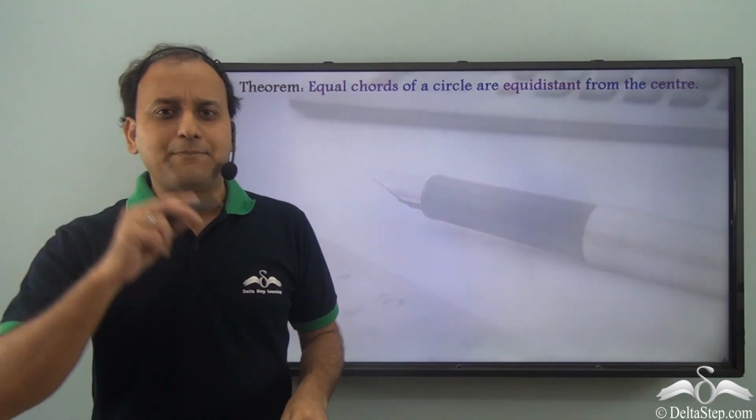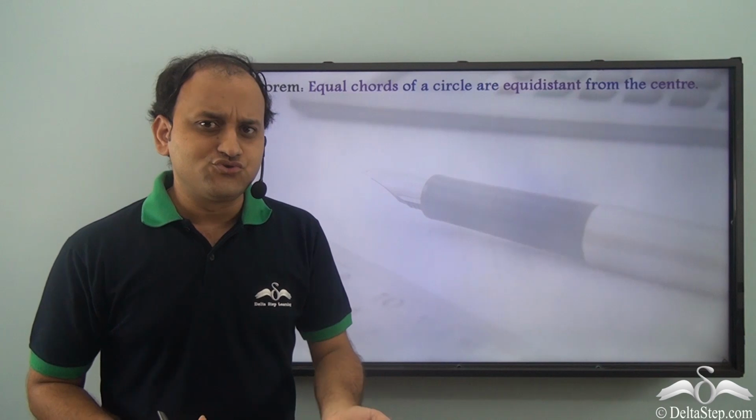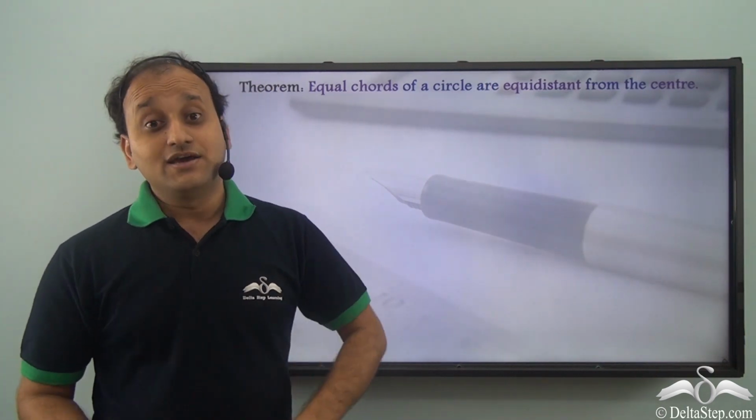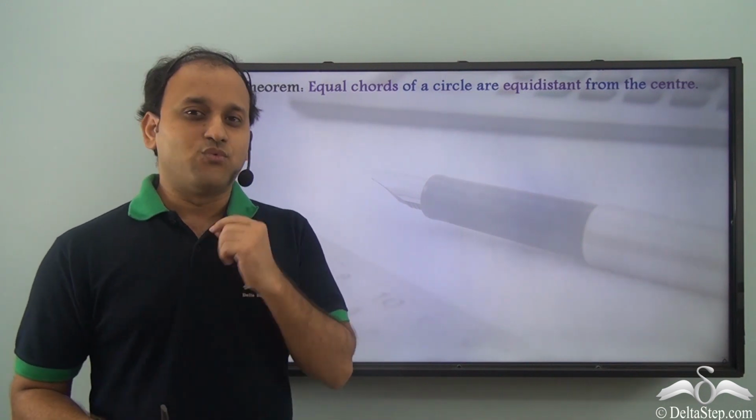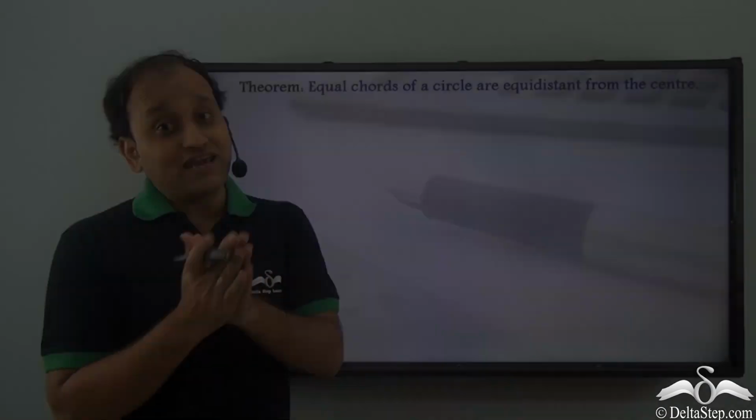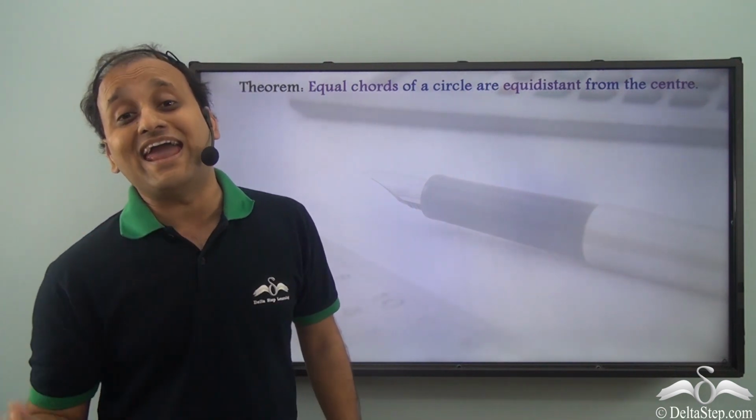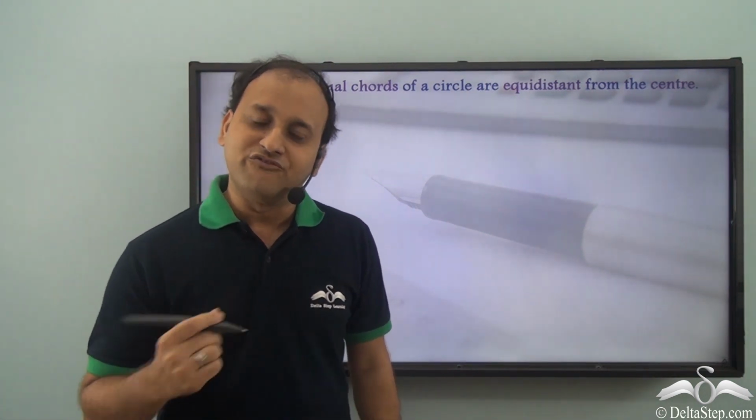Now, what happened in the case of the lake? Is it true for any particular circle? Yes, it is. And we can prove it. And once we'll be able to prove it, we can be sure that this particular property is true for any circle and any number of chords.